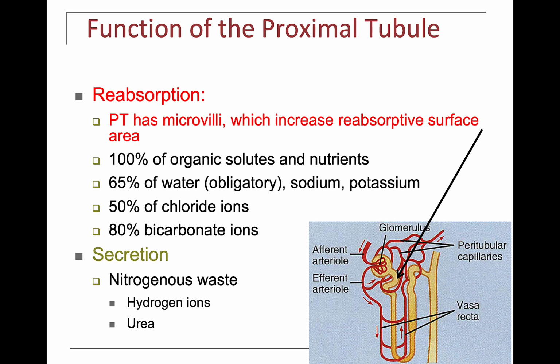So we're first going to look at the proximal tubule, and the big thing you should associate the proximal tubule with is reabsorption. And as we've talked about previously, it reabsorbs 100% of organic solutes like glucose and nutrients, 65% of the water, which is obligatory as it follows sodium, absorbs potassium, 50% of chloride, and 80% of bicarbonate ions, HCO3, which is an important blood buffer. And it secretes hydrogen ions and urea waste, which is a byproduct of amino acid breakdown.